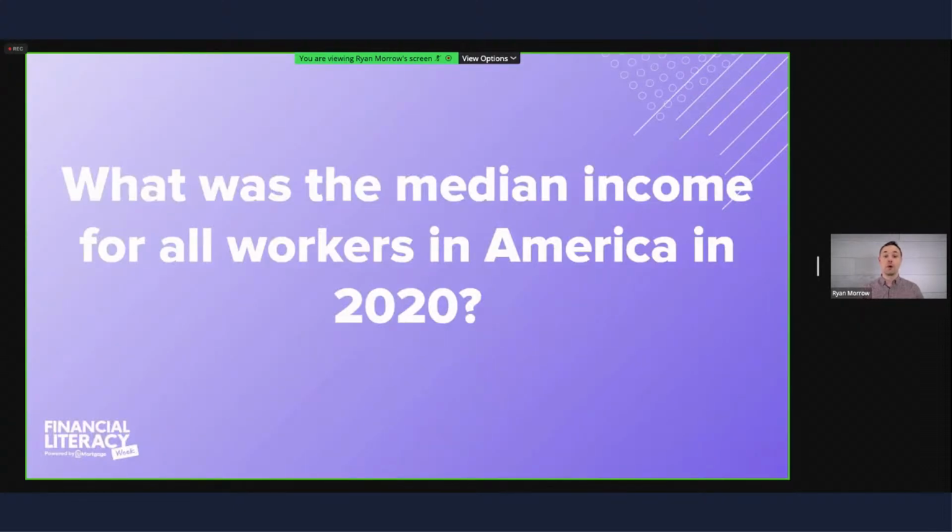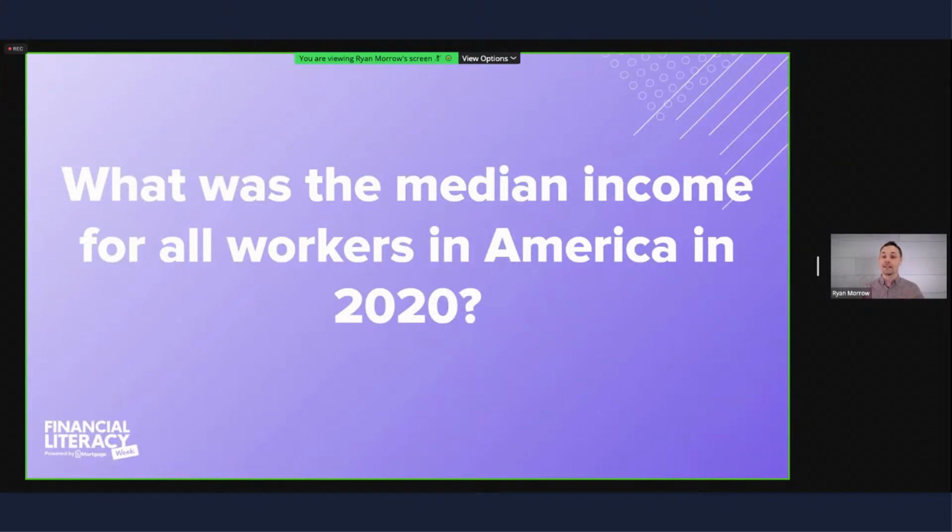All right, so before we get into the basics, here's a question for you prompted on the screen. What was the median income for workers in America in 2020? By median income, I mean the middle of the road income, where half of the workers earned below this value and half of the workers earned above the value? So in the chat, please give us a guess. Let's see what we got.